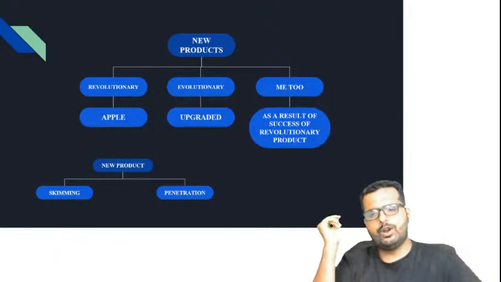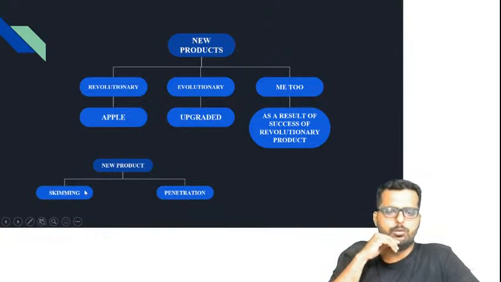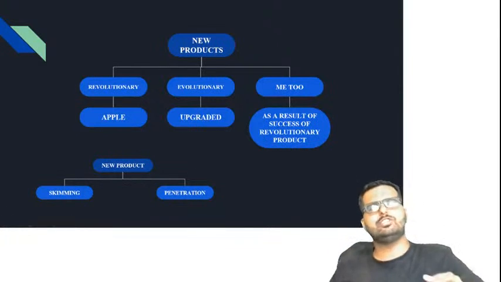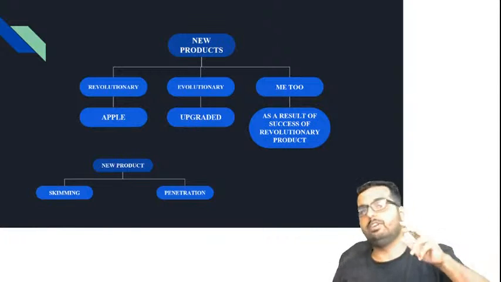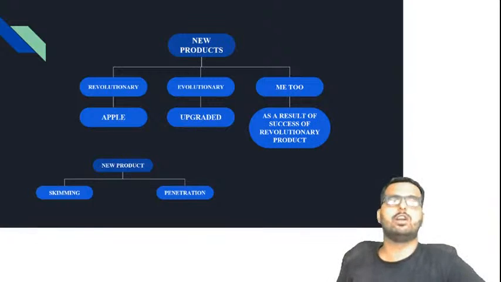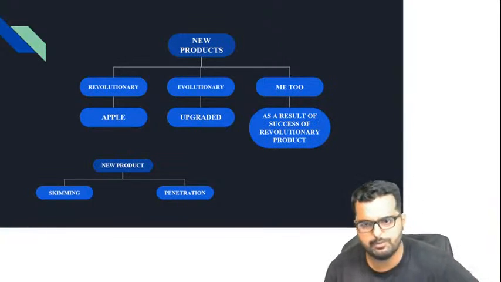Okay. And if you go for a new product, we can have two types of pricing strategy. Price penetration, price skimming. You already know about this, friends. Price penetration is charging a very low price and then taking it up. Price skimming is charging a very high price and slowly bringing it down. Can you draw this chart in your books now?